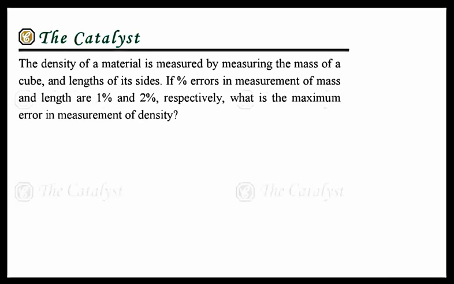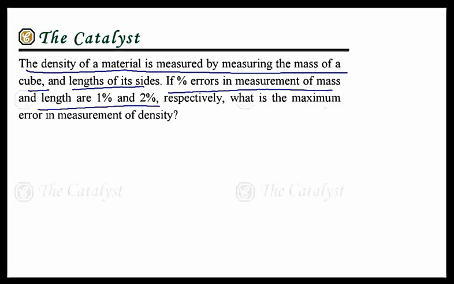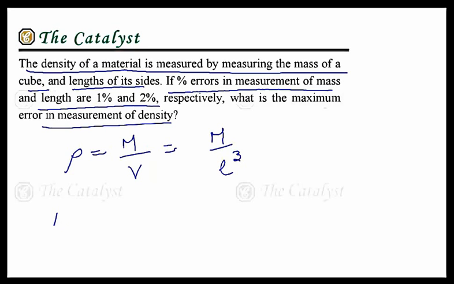Okay, now one more problem. The density of a material is measured by measuring the mass of a cube and the length of its side, right? So the percentage error in the measurement of mass and length is 1 and 2% respectively. What is the maximum error in the measurement of density? Density rho is given by mass upon volume. This substance is of the shape cube, therefore mass upon L cube, right?